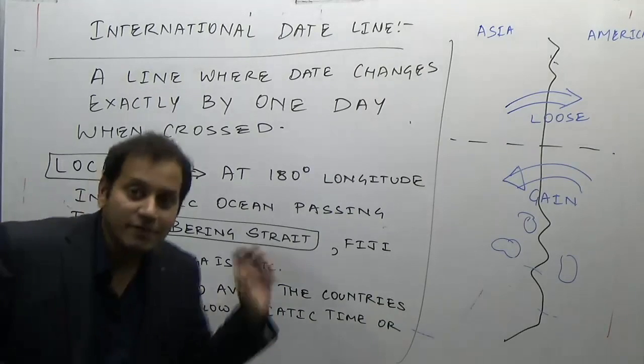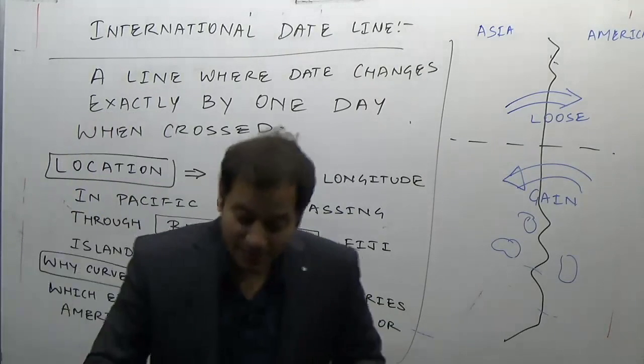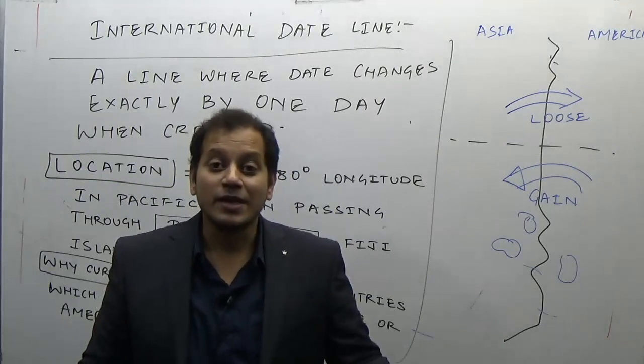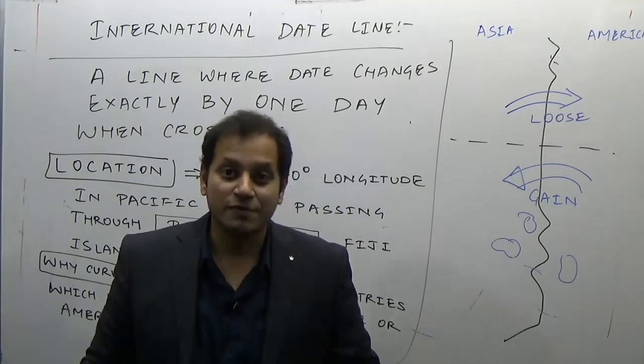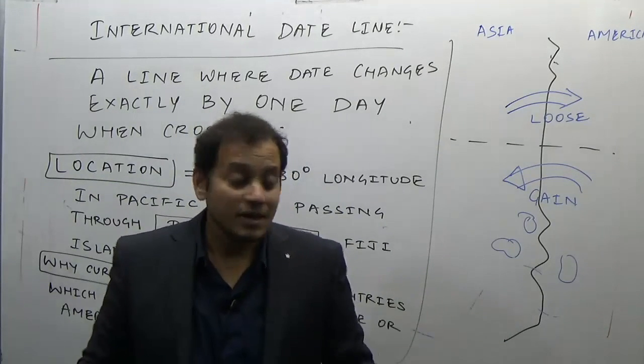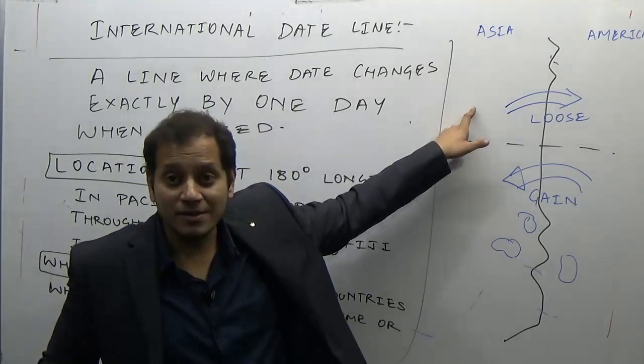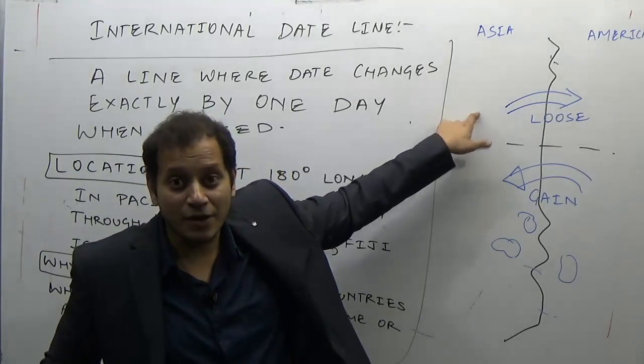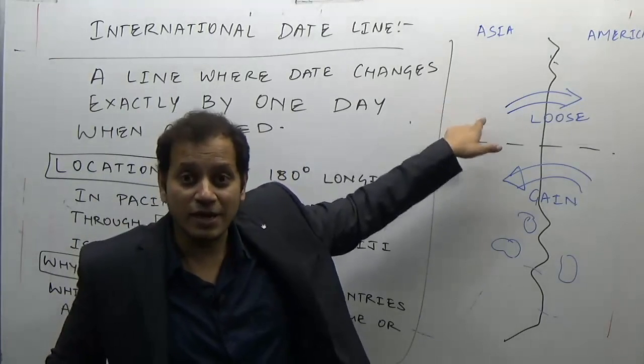Now you understand why Japan is known as the land of the rising sun, because it is the region which sees the sunrise for the first time. It is the country which sees the first time and first date. So therefore, the land of the rising sun.